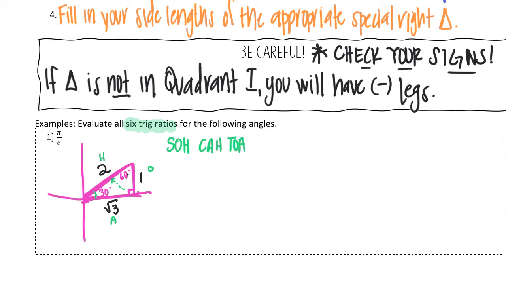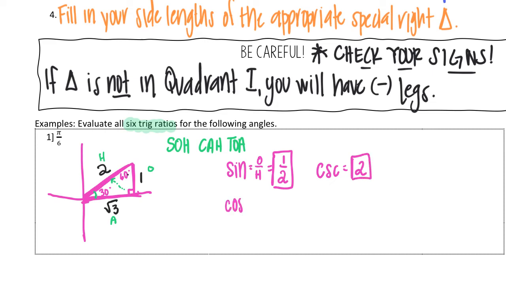So let's go over to the side. Sine. That's the opposite side over the hypotenuse. It's the ratio of the opposite side of the reference angle compared to the hypotenuse. So we go to our opposite, that is 1. Our hypotenuse is 2. So the sine is equal to 1/2. The cosecant would be the reciprocal of that. So just 2 over 1, which is just 2.